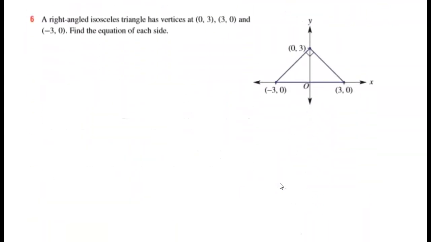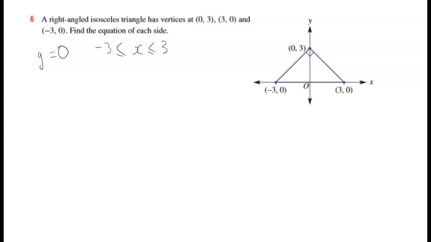All right, question 6. A right-angled isosceles triangle has vertices at (0, 3), which is here, (3, 0), here, and (-3, 0), which is here. Find the equation of each side. So the easy one to do is this horizontal line, because that is just y equals 0. Okay, so y equals 0 is here. And we can say that is for x going from -3 to 3. Okay, so it doesn't keep going, it stops at -3 and 3.